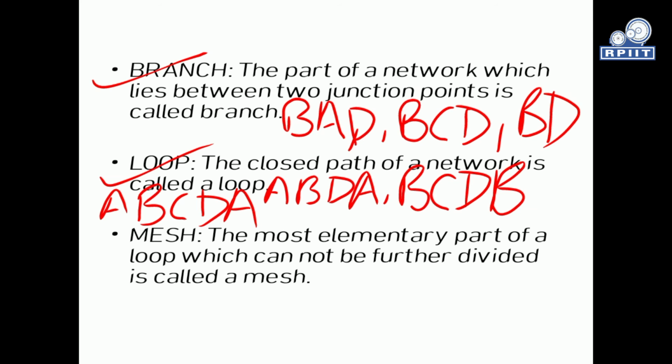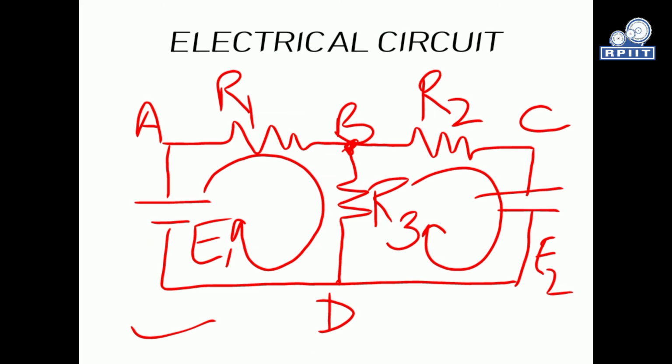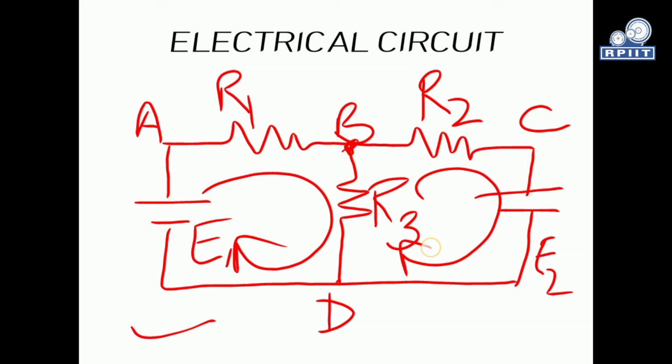Now next, what is a mesh? A mesh is the elementary part of a loop which cannot be further divided into loops. So here we can see there are only two meshes, because ABDA is the first mesh, and the second one is BCDB. The mesh is the elementary part of the loop which cannot be further divided into loops. So these are the two meshes only.